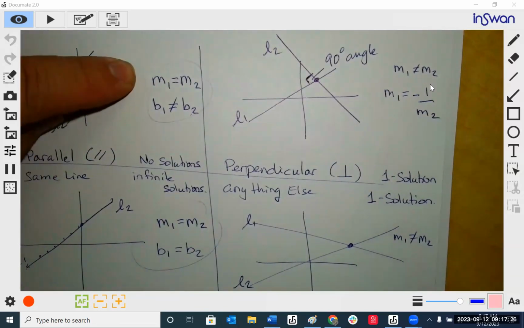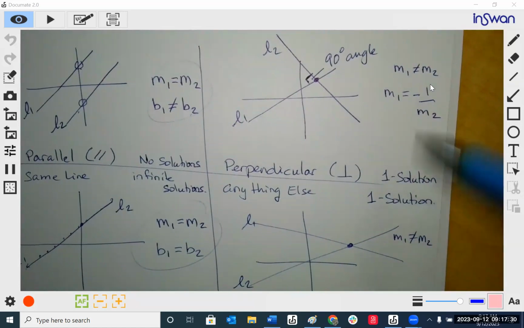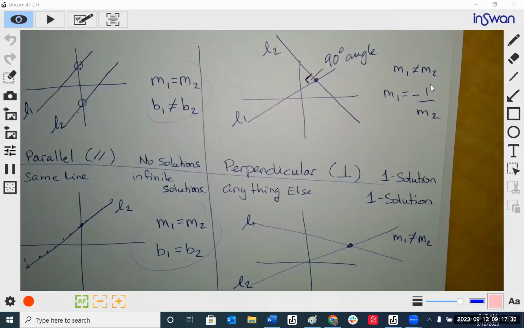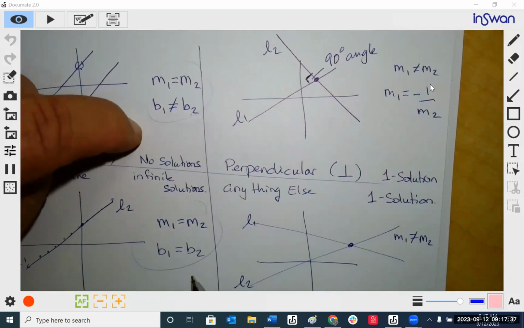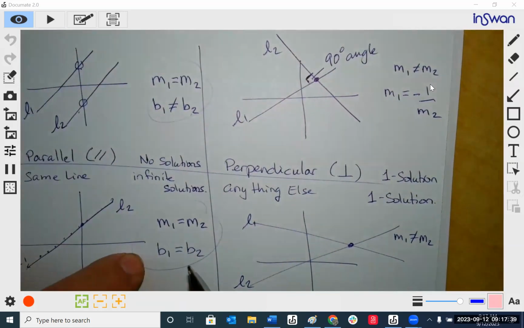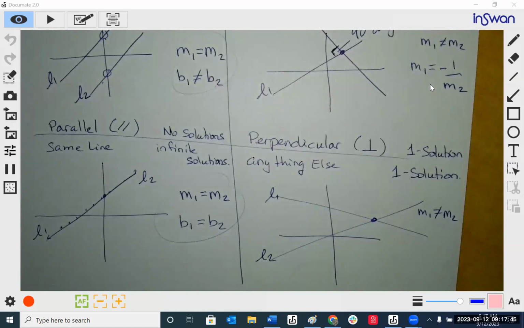If the slopes are the same, it's got to be one of these two. If the slopes are different, it's got to be one of these two. If it's one of these two, look at the y-intercepts. If they're the same, it's the same line. If they're different, they're parallel. There's no solution. So all you have to do, when I give you two equations, is solve them both for y and compare the slopes and then the y-intercepts.